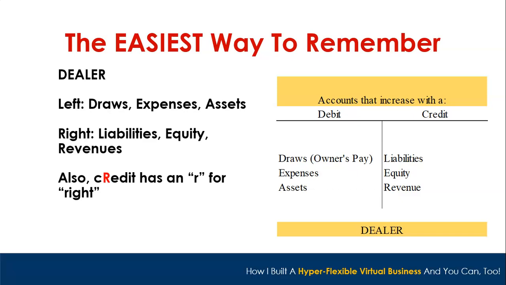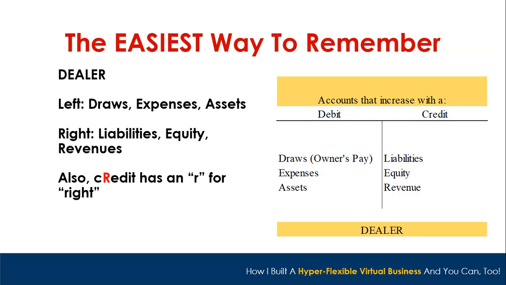On the right-hand side of the word dealer, we have LER: liabilities, equity, and revenues. Those are the accounts that increase with a credit. So if you write out the word dealer, and then draw it down there: draws, expenses, assets, liabilities, equity, revenues. Now, the only thing that might get tricky for you is expenses and equity. You might want to switch those, but the way that you can think about that, logically, expenses and revenues shouldn't increase on the same side, right? They're opposites. So that can help you make sure you put them in the right place.